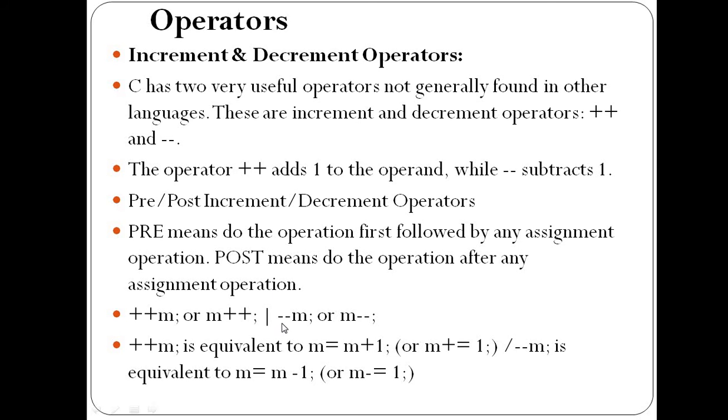So the same here, --m is the pre-decrement and m-- is the post-decrement. That means --m will first subtract from the value of m and then assign the m value to the expression. And in m-- post, first it assigns the original value of m to the expression and then decreases the value of m. So ++m is equivalent to m = m + 1, or the shorthand assignment operator m += 1, and --m is equivalent to m = m - 1, or m -= 1.